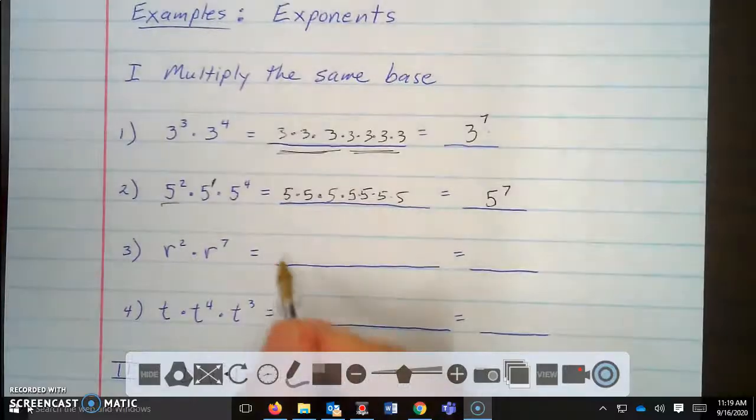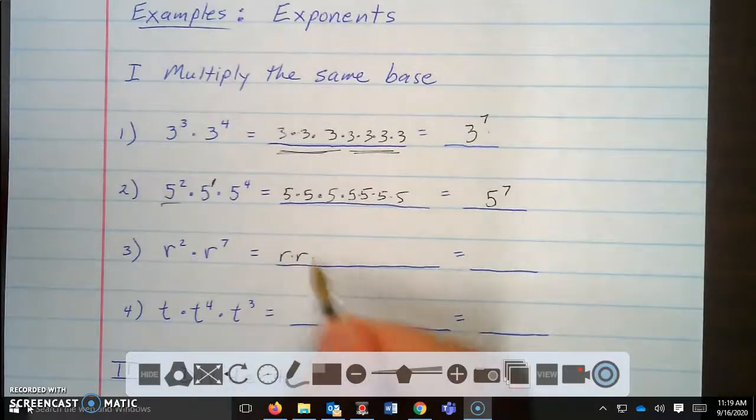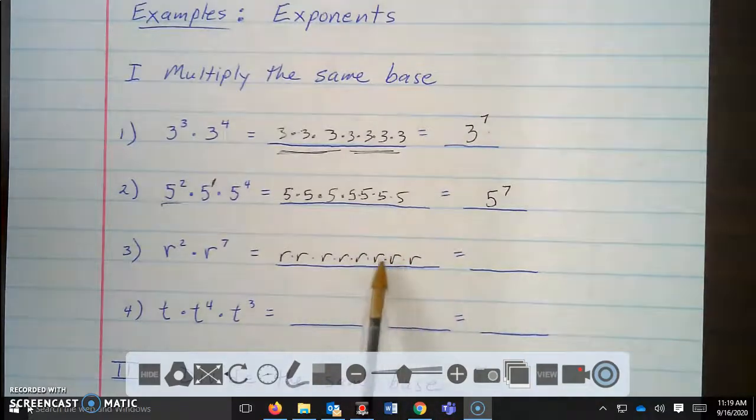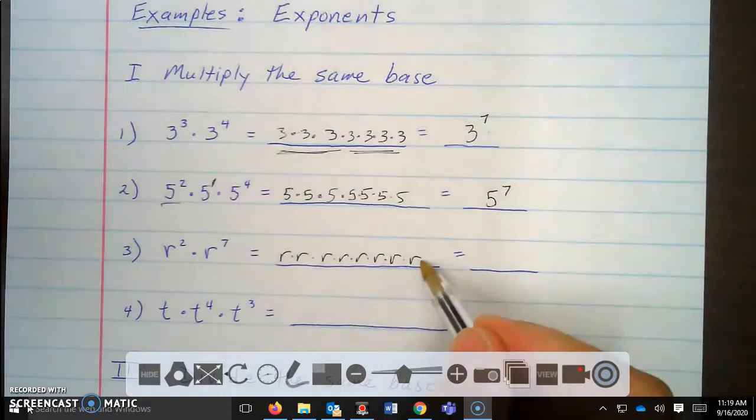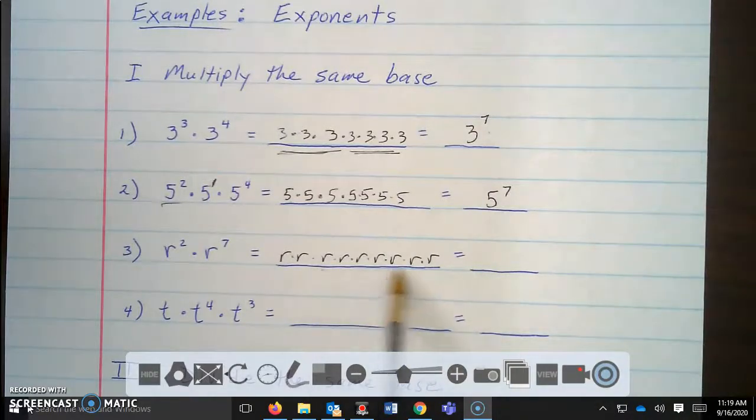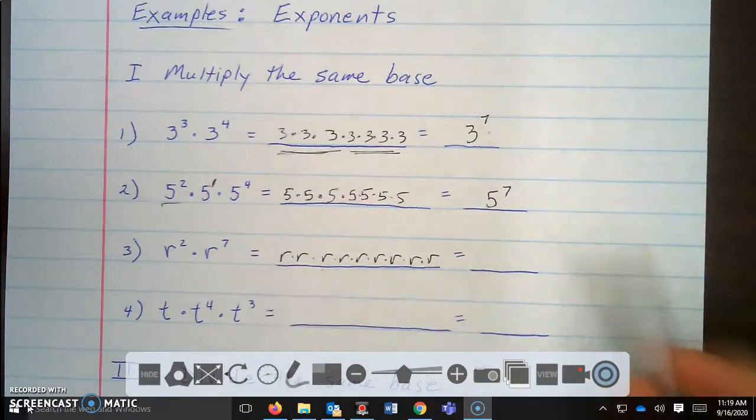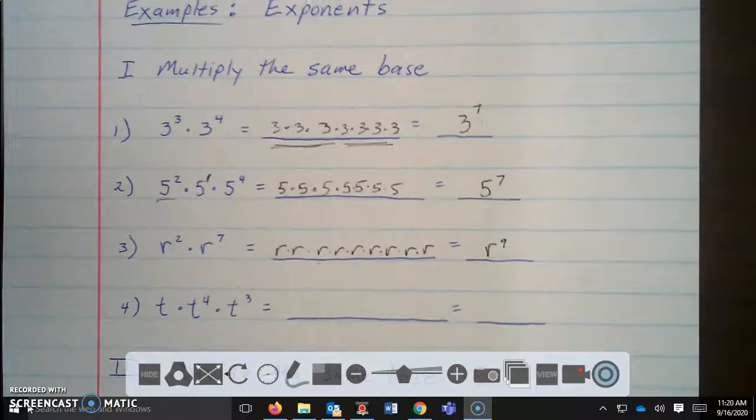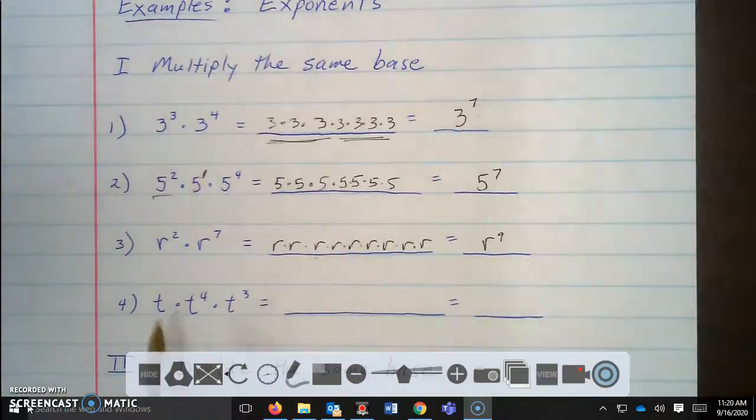We just have variables now. R to the 2nd power, or R squared, R to the 7th. So I need 7 more here. Let's see if I counted right. 1, 2, 3, 4, 5, 6. One more. Okay, there's my R to the 7th. There's my R to the 2nd, R to the 9th. So on the assignment, you'll have to write it out. There aren't a lot of them, but for now, okay?